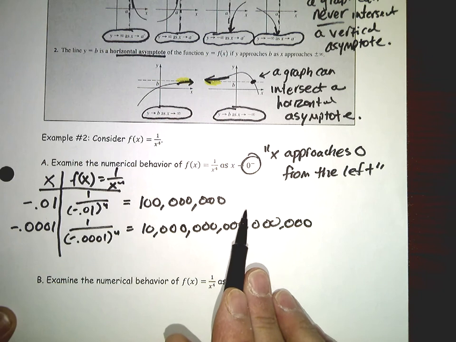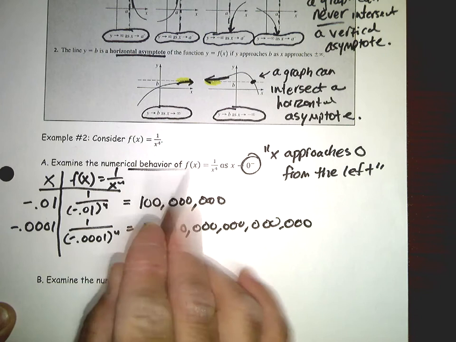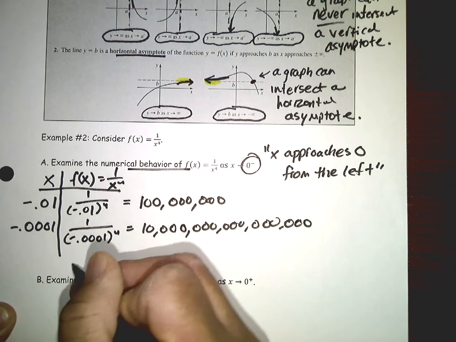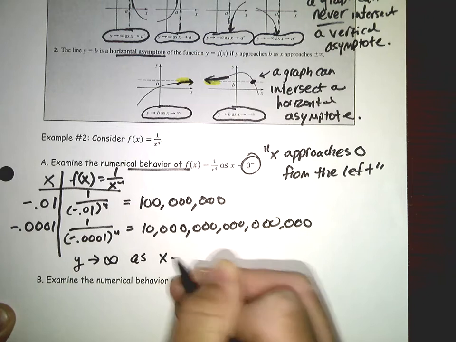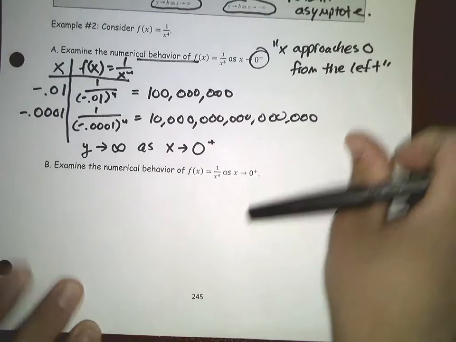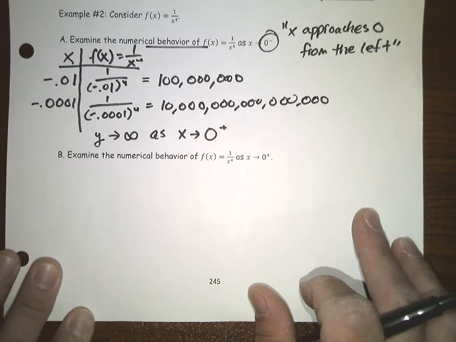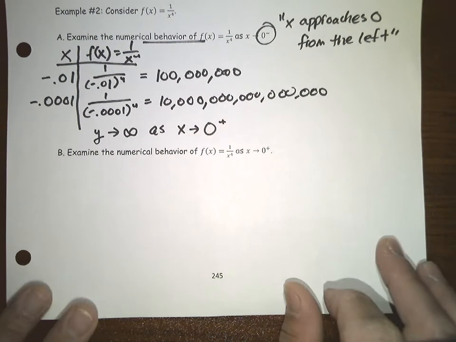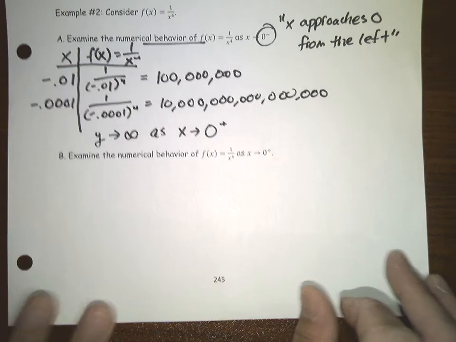So then I would actually say that the numerical behavior is that y approaches infinity as x approaches 0 from the right. All right, so keep that in mind. I feel like we've talked a little bit about this type of stuff, but I wanted to make sure that you're completely clear on the notation because we've been talking about polynomials for so long and not as much about these rational function behaviors.